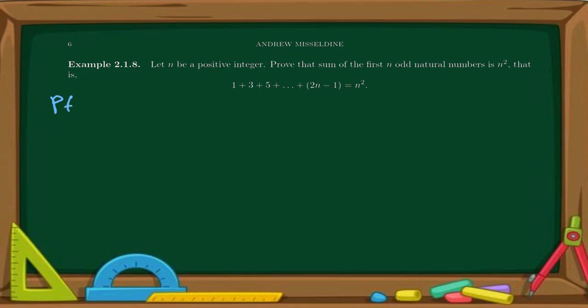As an example of this, let n be a positive number. Let's prove that the sum of the first n odd integers is equal to n squared. So the sum of 1 plus 3 plus 5 all the way up to 2n minus 1 equals n squared. The sum of odd numbers adds up to be a perfect square. So we will prove this.